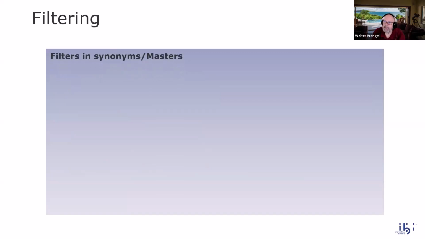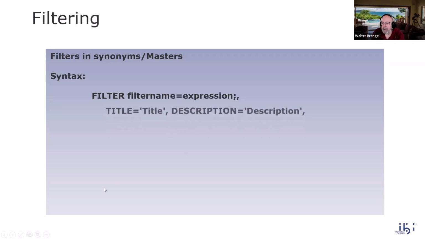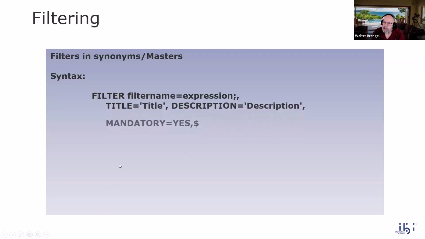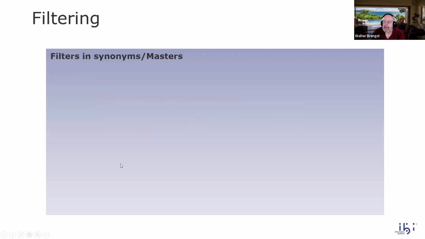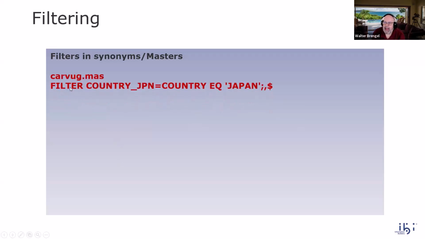Okay, filters in your synonyms, in your masters. Filter name equals expression. Simple enough. You can give it a title, you can give it a description, and you can make it mandatory or not. So the default is not mandatory. So in my carvug master, I added a filter, country underscore Japan equals country equals Japan. Notice I end with a semicolon and then comma dollar sign.